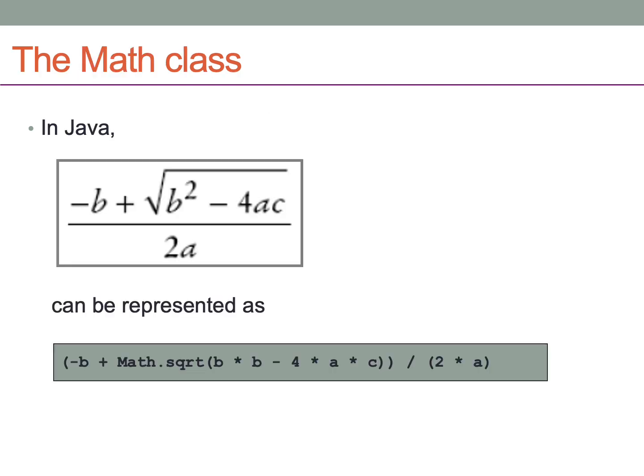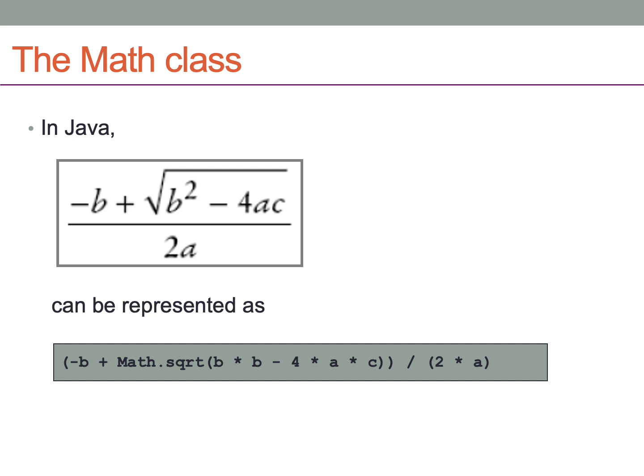Let's look at this quadratic formula. So we have minus b plus square root of b squared minus 4ac, divided by 2a. This can be represented as minus b plus Math.sqrt(b times b minus 4 times a times c) divided by 2a.